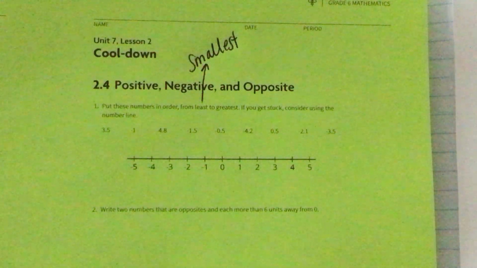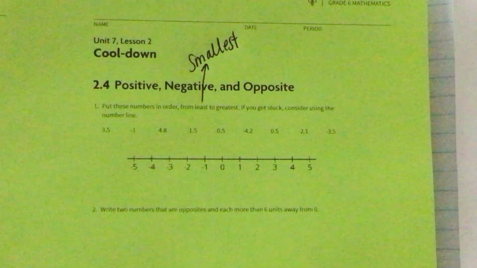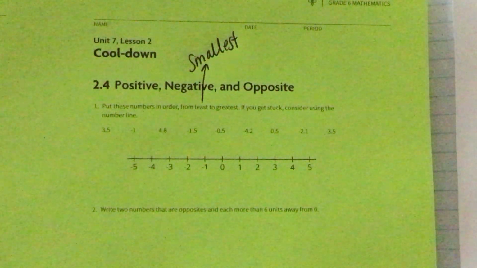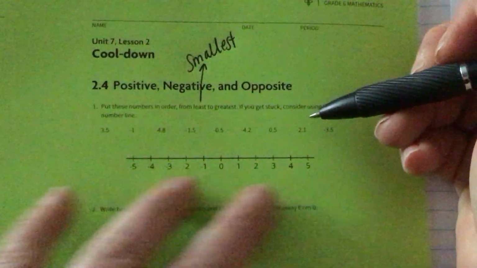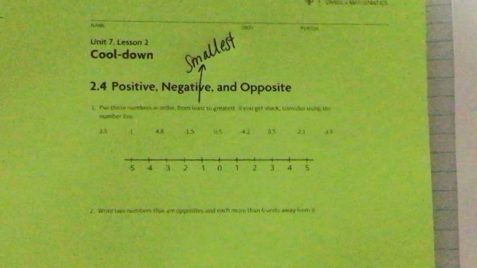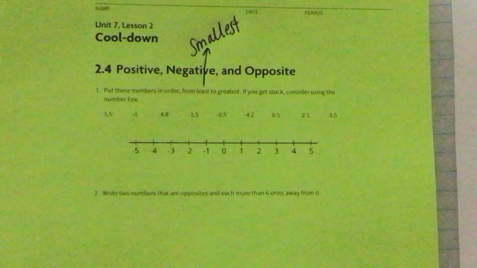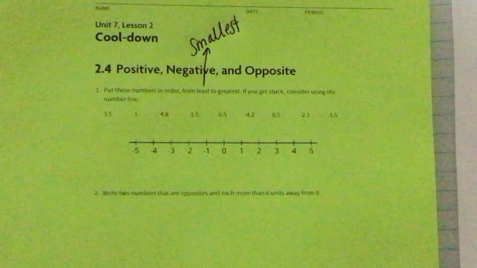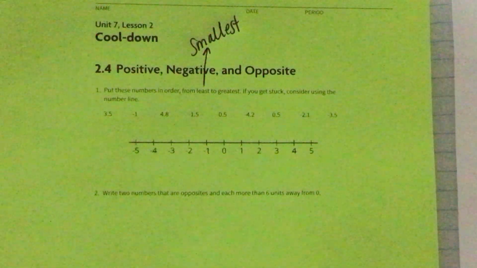If you get stuck, you can use the number line that is right here on your page. So once you have put your numbers in order from least to greatest, you can use the number line or you can just rewrite them. Number 2 says write 2 numbers that are opposites and each more than 6 units away from 0.